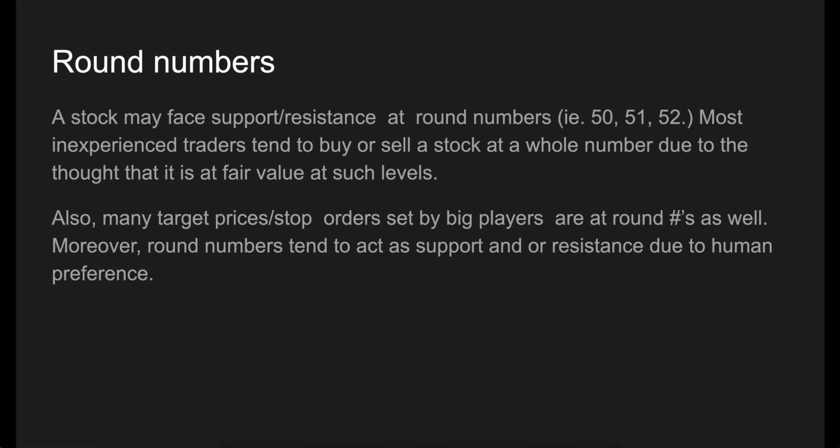Round numbers. A stock may face support/resistance at round numbers. For example, 50, 51, 52, 100, 1000, etc. Most inexperienced traders tend to buy or sell a stock at a whole number due to the thought that it is at fair value at such levels. I often do find myself doing the same thing, so I can back this up.